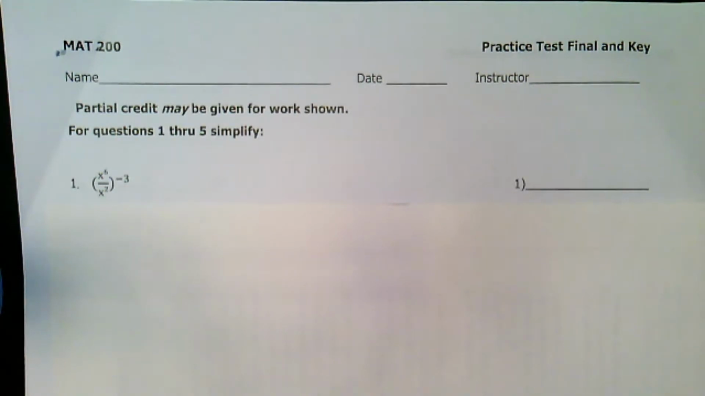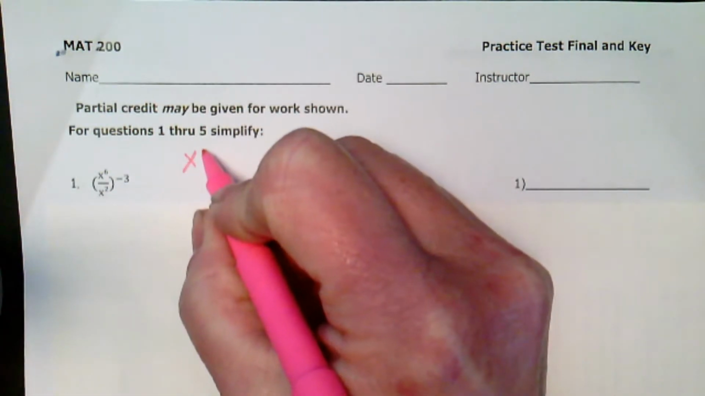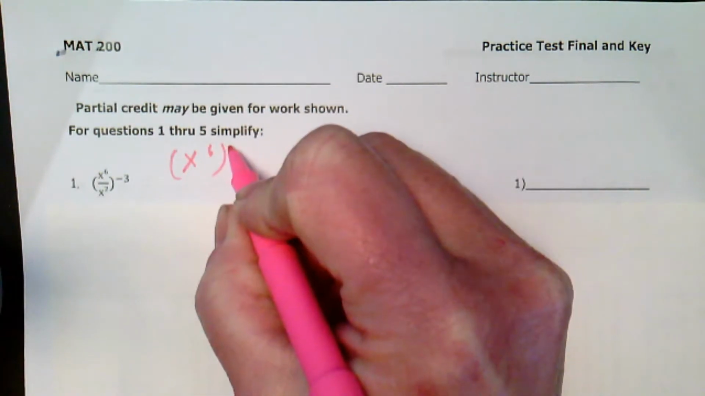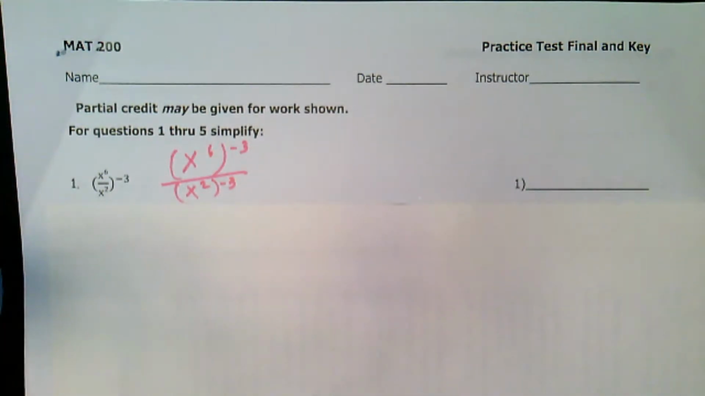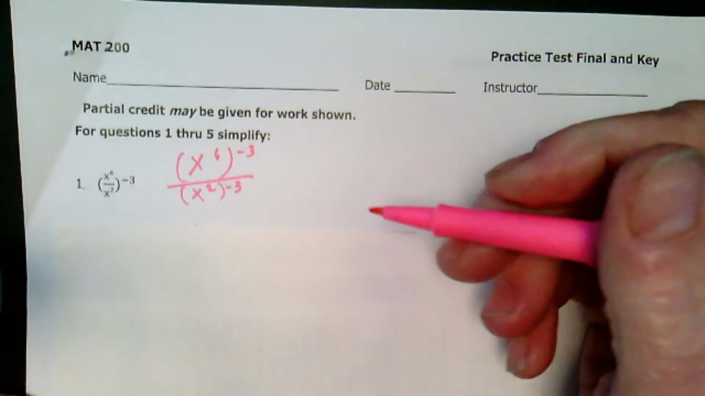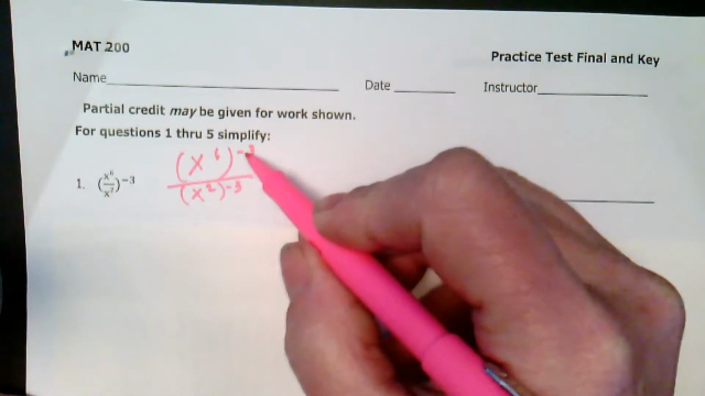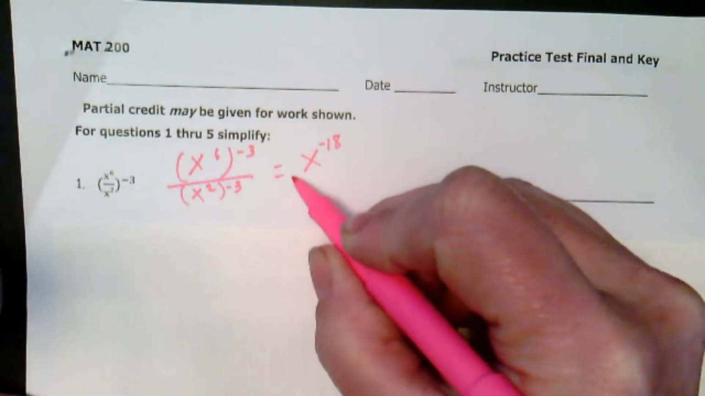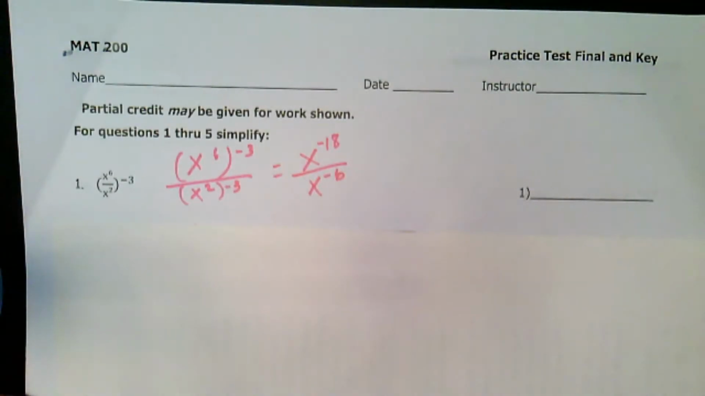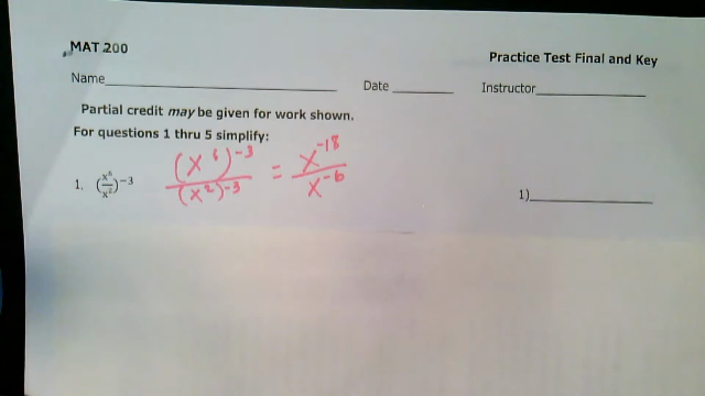Alright, number 1: x over x to the 6th and x over x to the 2nd, all to the negative 3 power. So first thing I want to do is write out what that means. That means everybody's getting the negative 3 exponent. The rule when you raise a power to a power is to multiply your exponents. And another thing to remember is that you cannot have negative exponents.